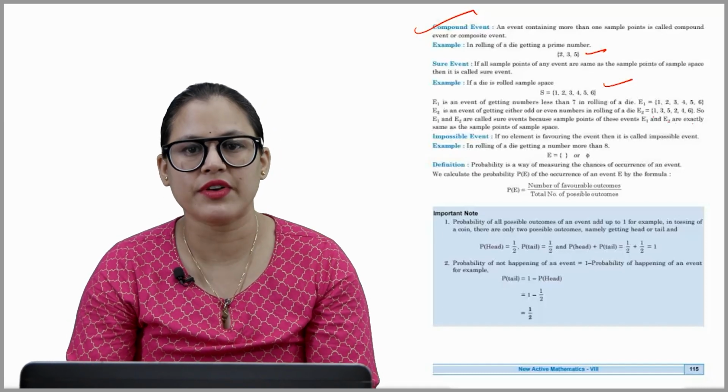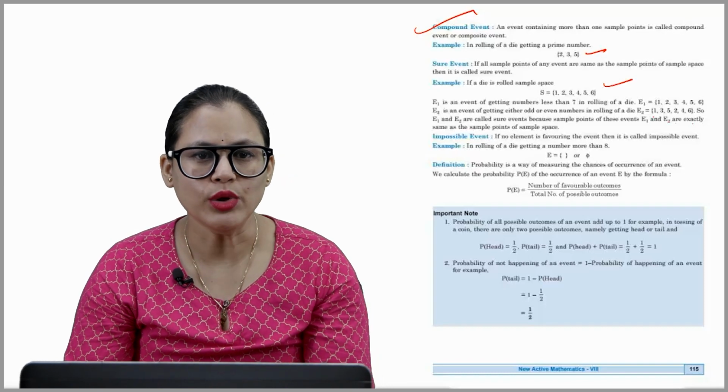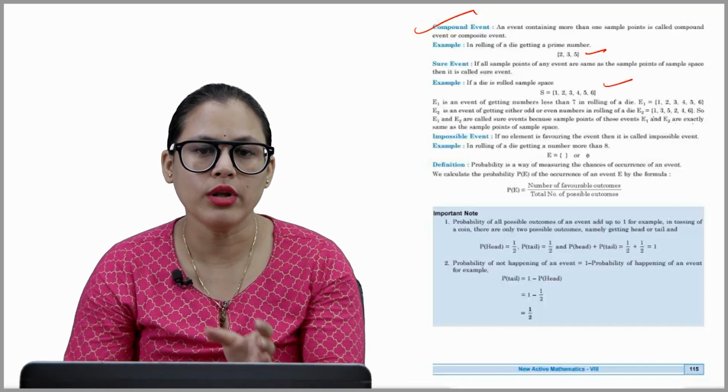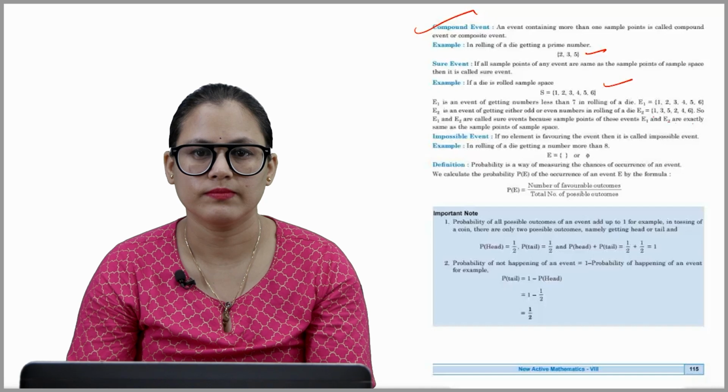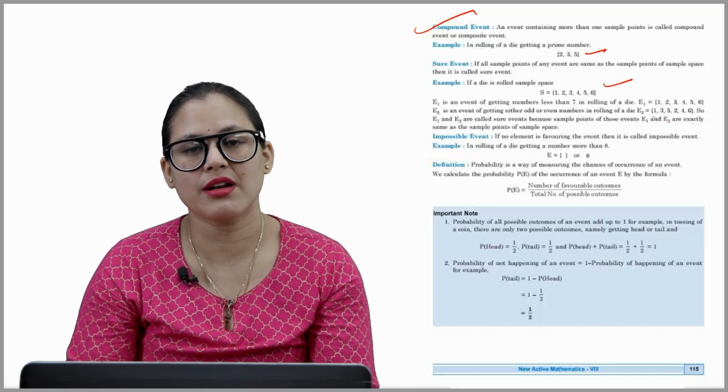If no element is favoring the event, then it is an impossible event. Example, in rolling of a die, getting a number more than 8. Is it possible? It is impossible because there are only 6 numbers.